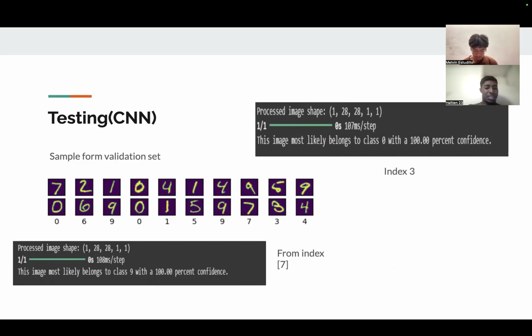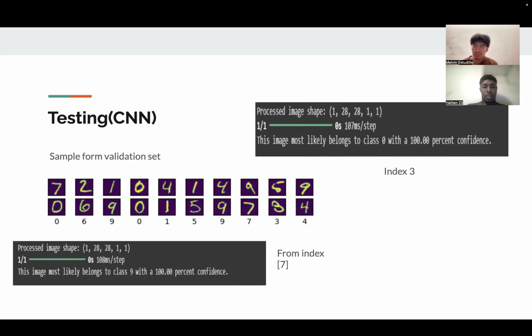So when we decide to test from the index 7, which was this number here, well, we could tell it's 9. The convolutional neural network was able to classify it as 9 with a 100% confidence rate.